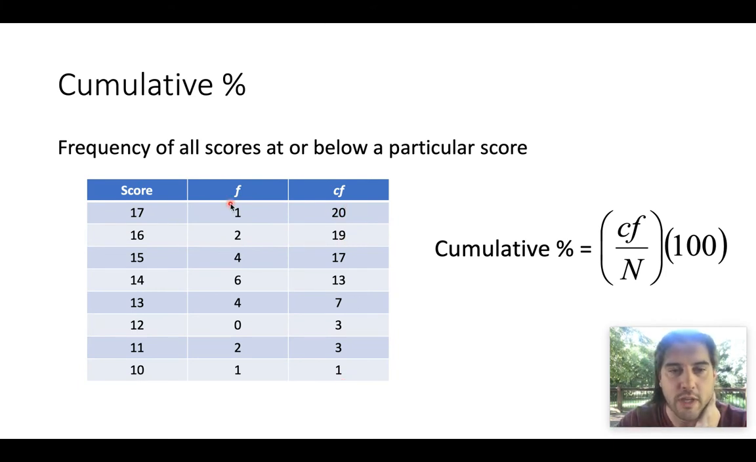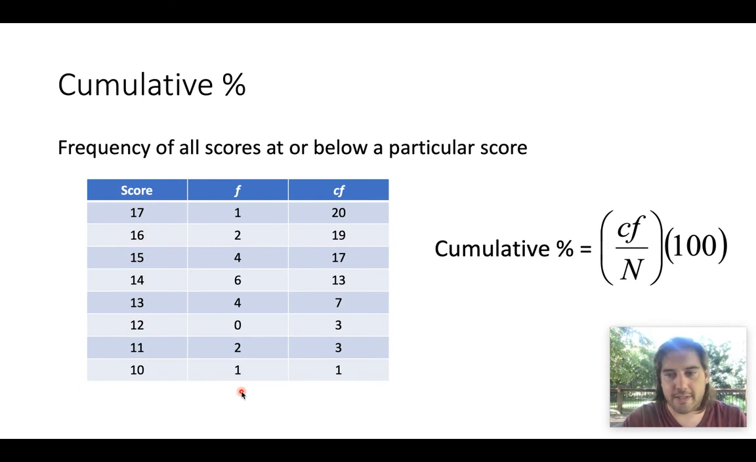If you get to the top row, your cumulative frequency should equal the sum of your Fs, right? That makes sense because that's what you're doing. You're starting at the bottom and adding up all of your Fs and then putting that number here. So your cumulative frequency should equal your sum of F, or your N, your number of participants.